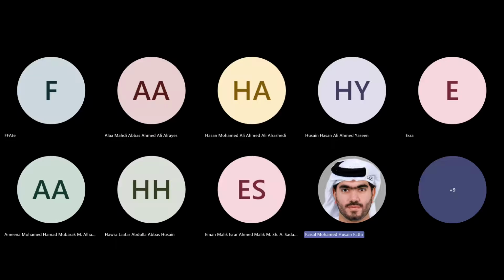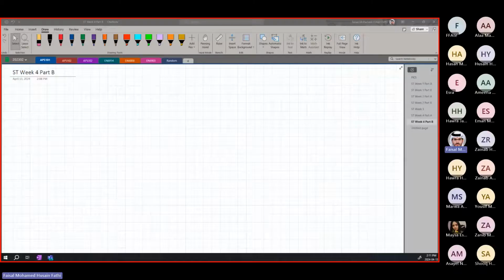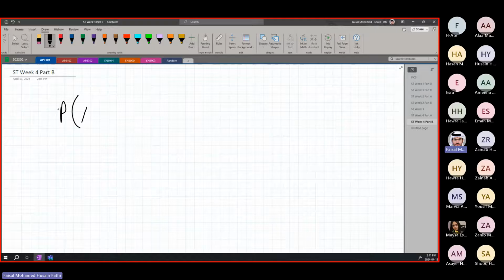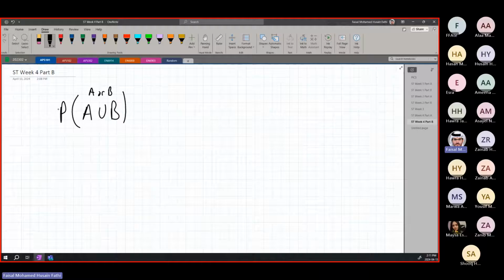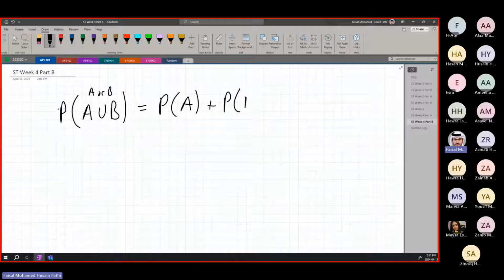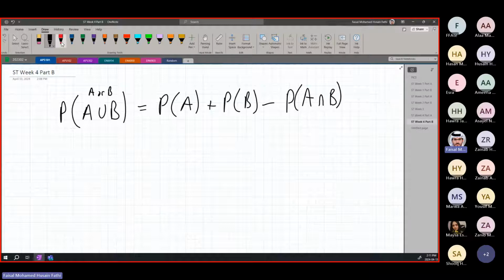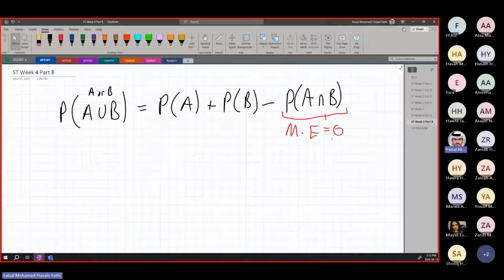So if you remember from last time, we looked at cases where we had P of A union B, or you could say this is A or B, all right? And the equation we used to find this probability is P of A plus P of B minus P of A intersection B. And in the case when they're mutually exclusive, this becomes equal to 0. If they're not mutually exclusive, then there's going to be an intersection between both.